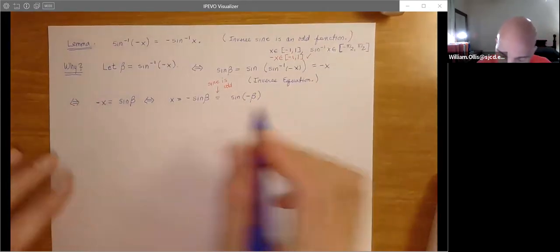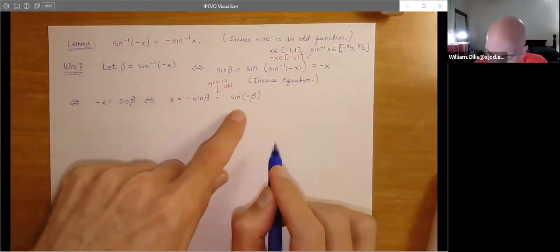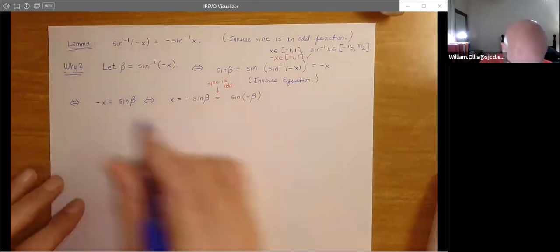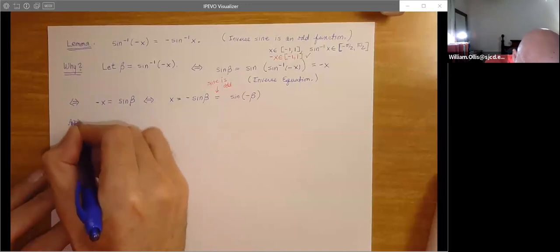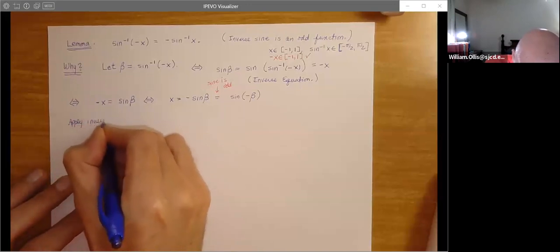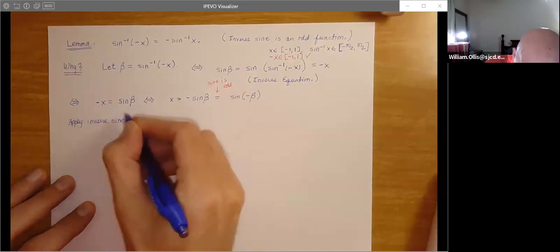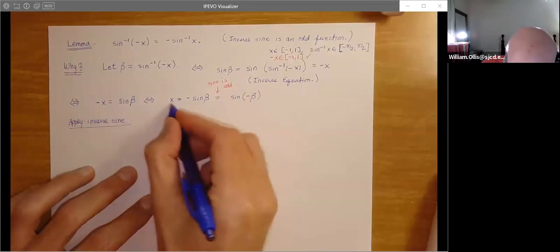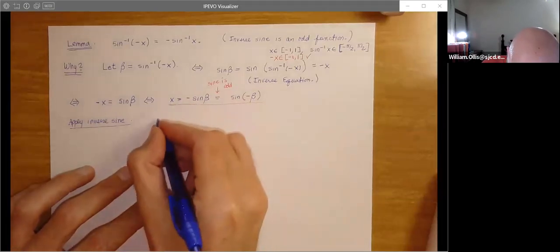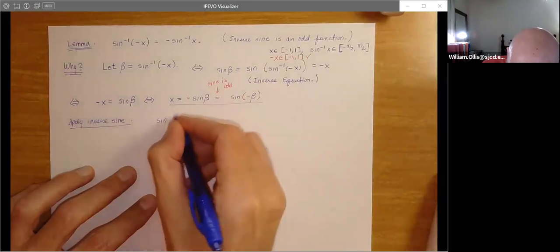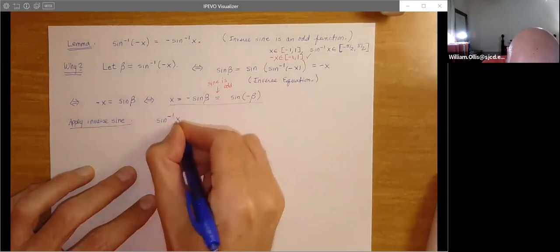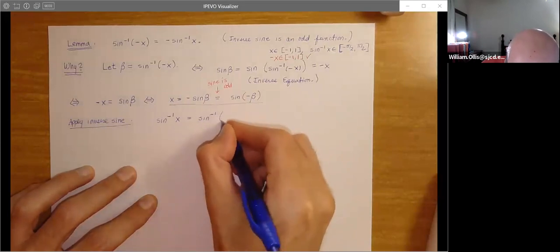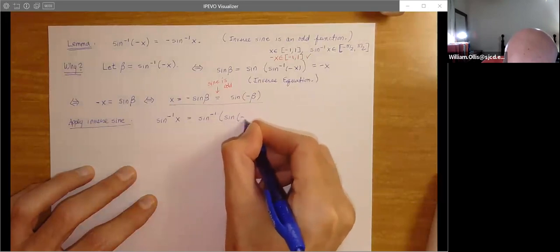Okay, now, so how are we going to get this? Well, now we're good to go. We can apply, in this particular case, the inverse sine function. So we've gone forward, now we go backwards. So apply inverse sine. So here's our equation right here. So we have inverse sine of x equals inverse sine of sine of the additive inverse of b.